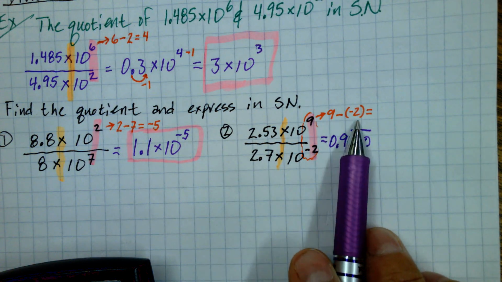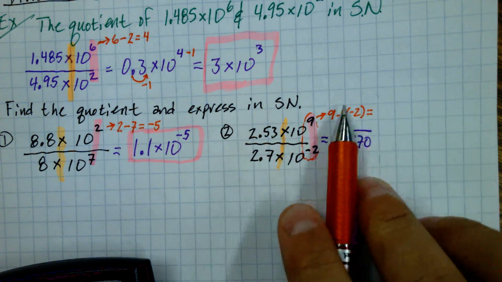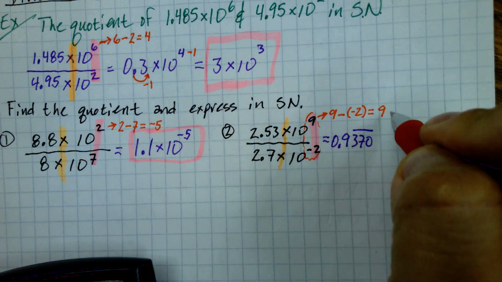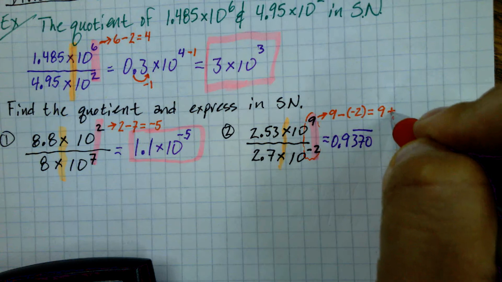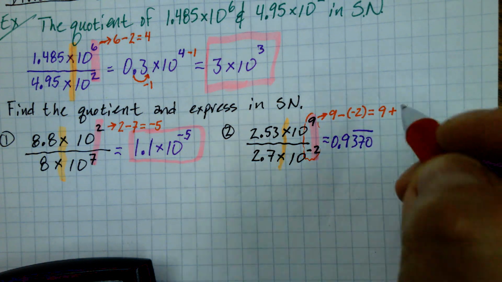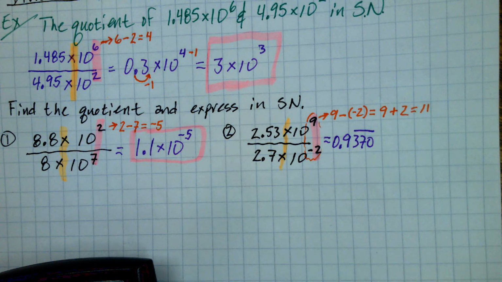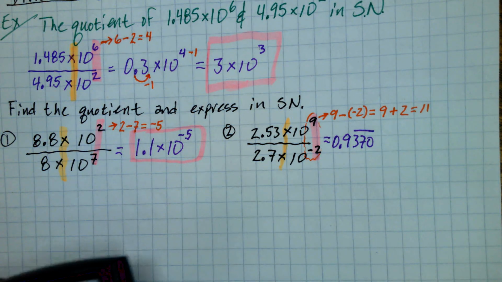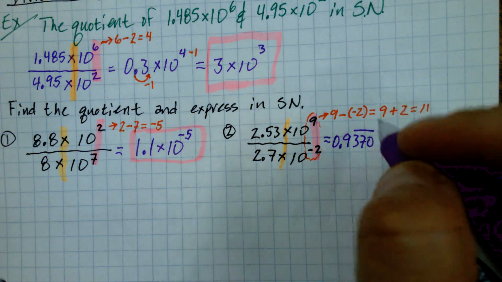You can change every subtraction problem to an addition problem. I call it keep change opposite. Do you remember that? You keep the first number, it stays 9. You change the subtraction to addition. And the number behind the subtraction, you flip its sign. It's opposite. You want its opposite. So that becomes +2. So it's 11. So it's 0.937 repeating times 10 to the 11th.